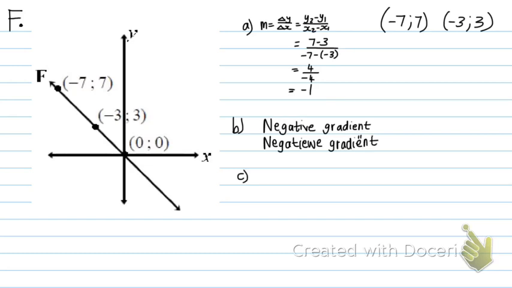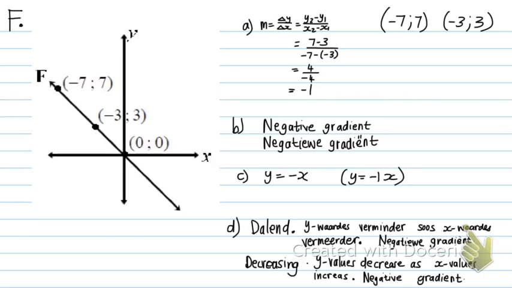Then number C is asking to write down the equation. y is equal to mx. m is -1. So it's actually y is equal to -1x. But do I need to write the 1? No, I can just write y is equal to -x. Then number D, state whether the lines are increasing or decreasing and explain. Okay, it's definitely decreasing because the y values decrease as the x values increase, and we have a negative gradient, so that's why it's a decreasing line.